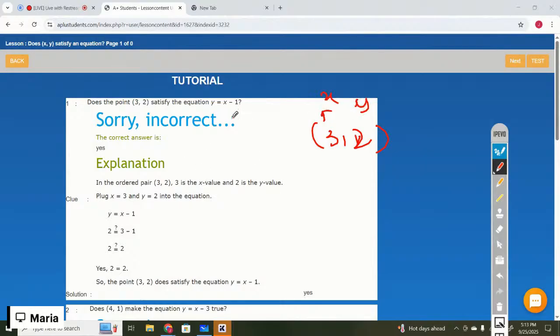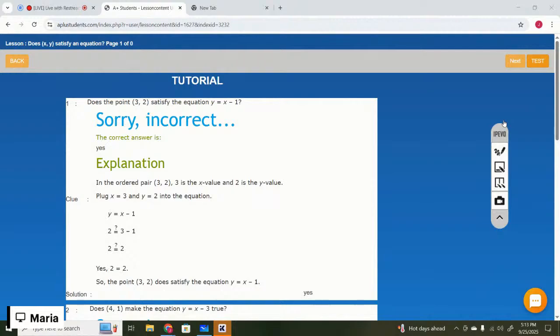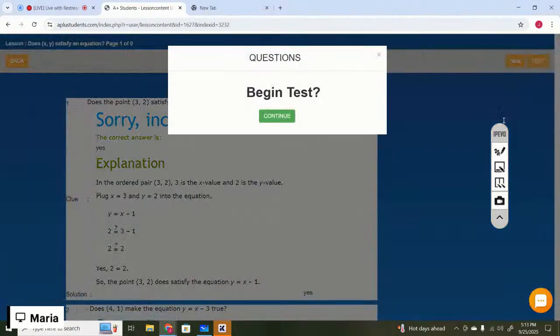Replace the variables in the equation y equals x minus 1 with the values. y is 2, x is 3. So 2 is equal to 2. Both of the sides are exactly equal. That means yes, the point satisfies the equation. Got it? Let's start with the test questions.